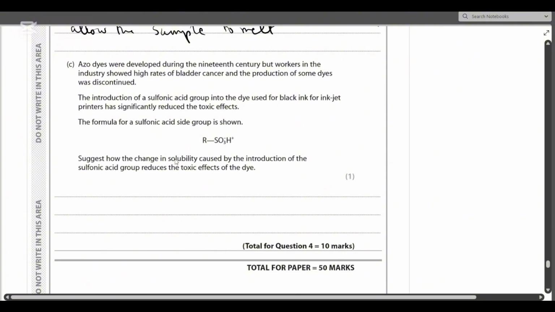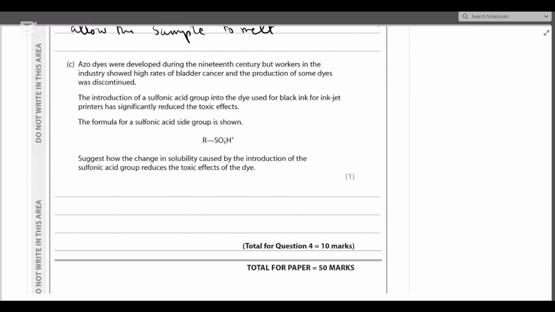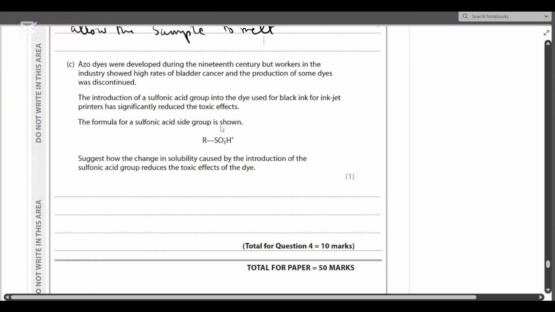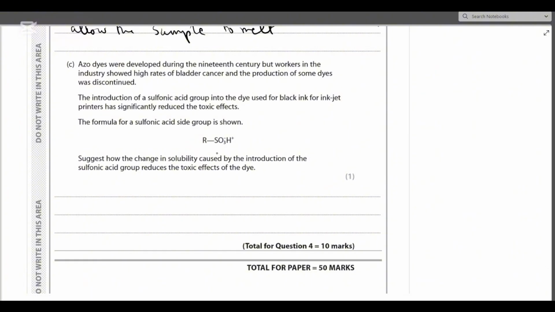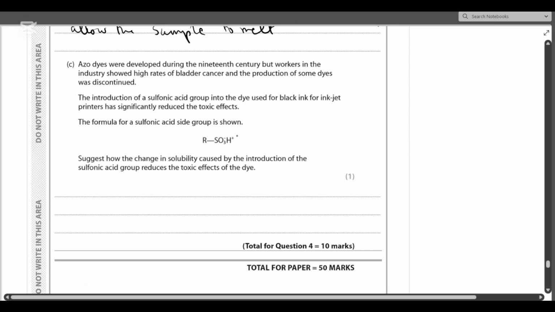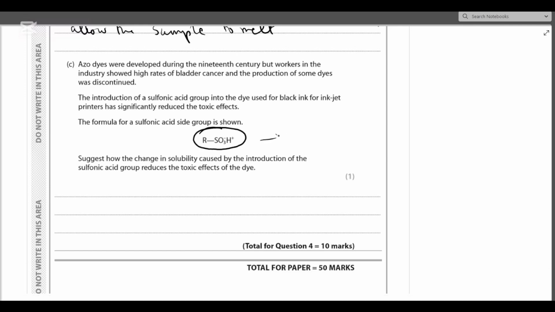Suggest how the change in solubility caused by the introduction of the sulfonic acid group reduces the toxic effects of the dye right here. So first of all, as you can very clearly see, SO3, the sulfonic acid, is negatively charged. So I mean, it's charged, to be honest. So that basically means that this is going to be a polar compound, right? So this is going to be a polar substance.